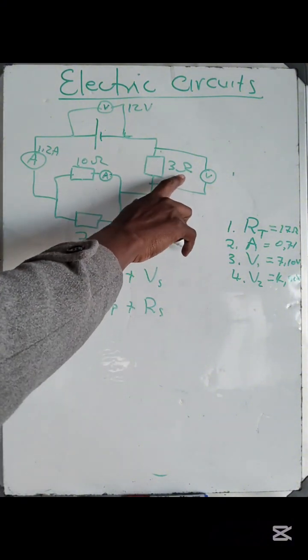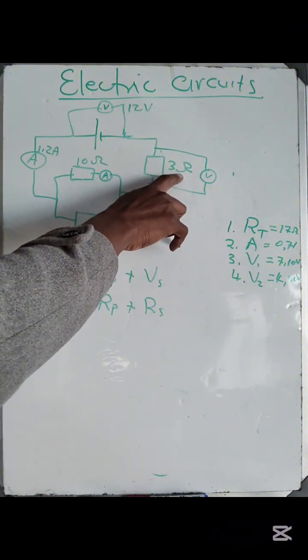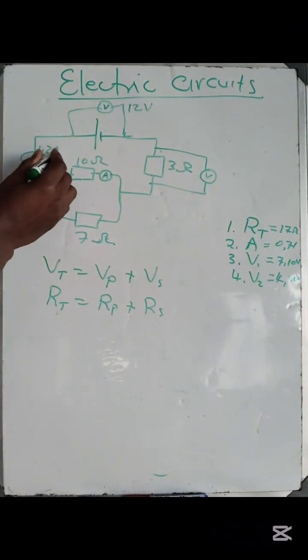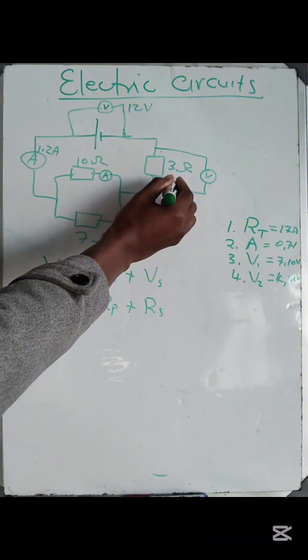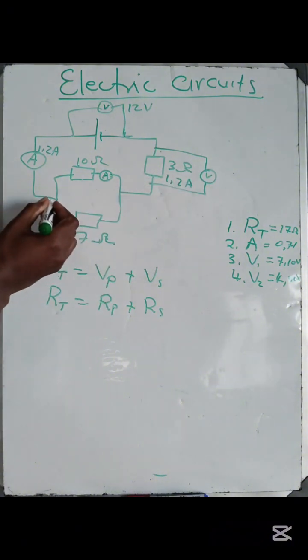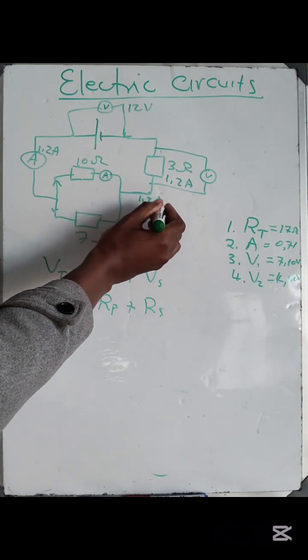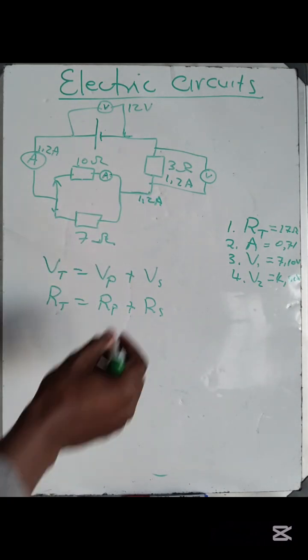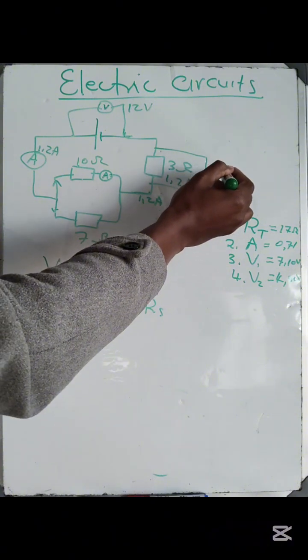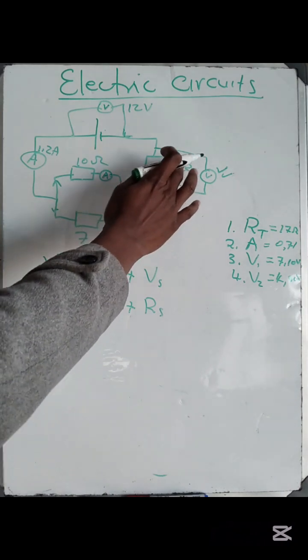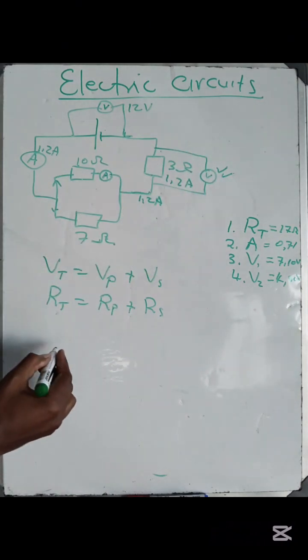So the first thing that we need to do is to deal with the series and calculate the voltage, because the current here is 1,2, which means here the current is also 1,2. Since the current splits here, one goes up and one goes down, but here it is still 1,2 amperes, which is the total. So we'll first calculate the voltage across the 3 ohms, the potential difference across the 3 ohms.